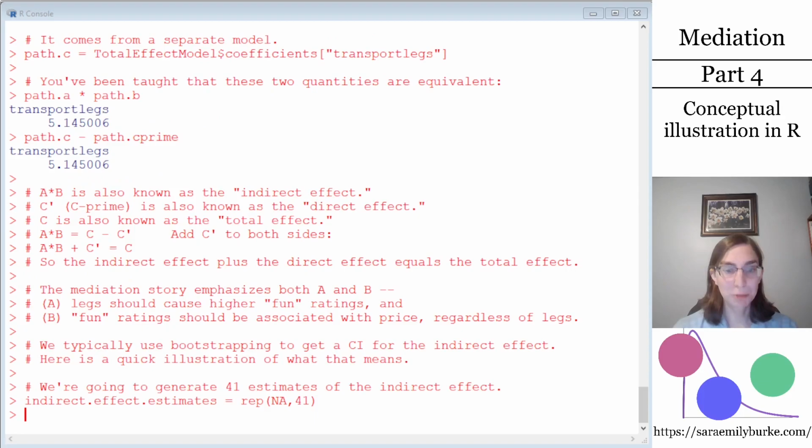I'm setting up first a vector of missing values, 41 missing values called indirect effect estimates. And I'm going to fill in that vector one value at a time with 41 estimates of the indirect effect from 41 different bootstrap samples.